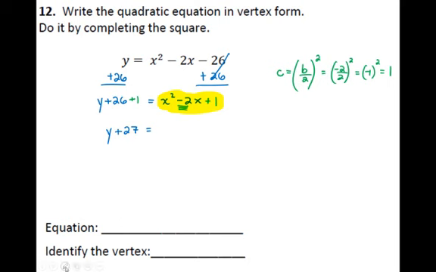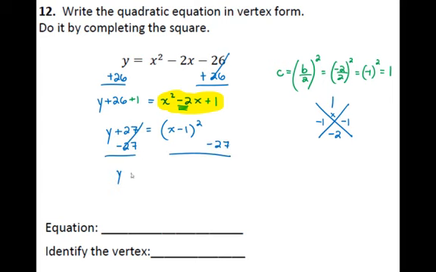X squared minus 2x plus 1 is a perfect square trinomial that I'm going to factor. Two numbers that multiply to be positive 1 and add up to be negative 2: negative 1 and negative 1. So x squared minus 2x plus 1 factors to x minus 1 squared. I'm going to move the 27 back to the right-hand side by subtracting it. So y equals the quantity x minus 1 squared, take away 27. That is the equation in vertex form. The vertex of this parabola is 1, negative 27.